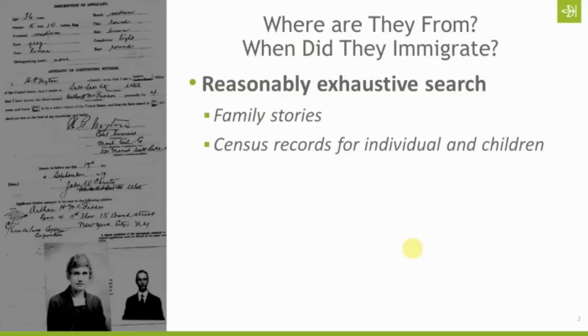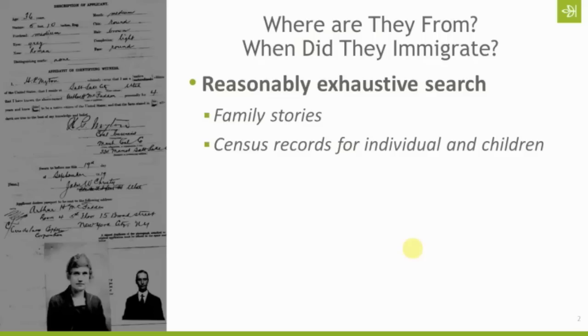Now, if your ancestor came into the United States following or lived in the United States following 1850, here in the U.S., one of the questions that gets asked on a census record for individuals is, where were you born? Now, you'll want to collect all the census records for the individual from 1850 through to their death, and you're going to want to collect the census records for their children.